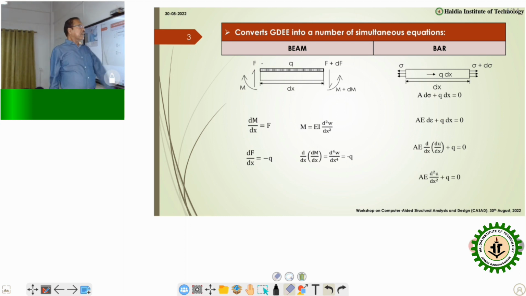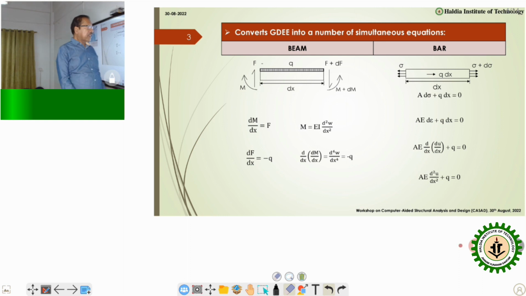If this will be q dx, then as we know, A is the cross-sectional area of the bar, and here on this side the axial stress is sigma, and at the right end there is an increment of d sigma to this axial stress. So in combination, if we write the equation of equilibrium, that will be A d sigma acting towards the left, but if we take this to be acting to the right, then adding q into dx will be equal to 0 here.